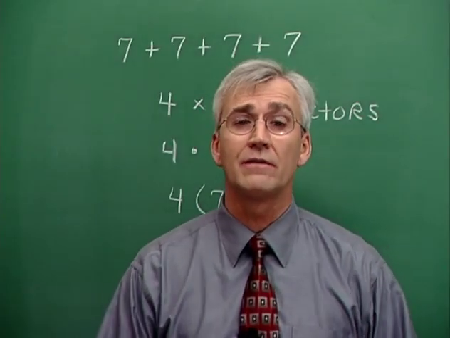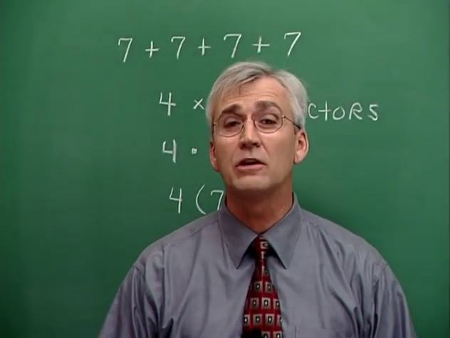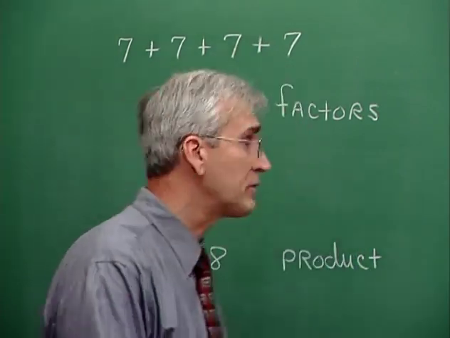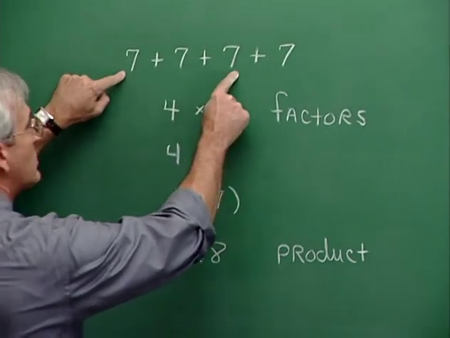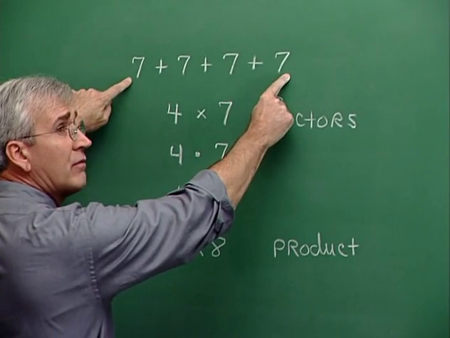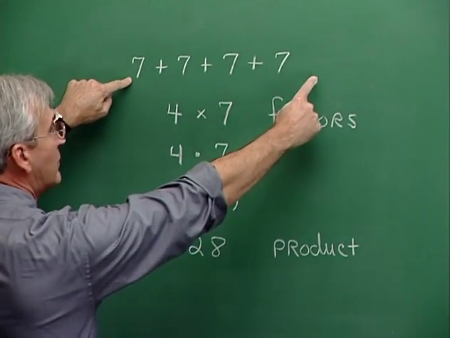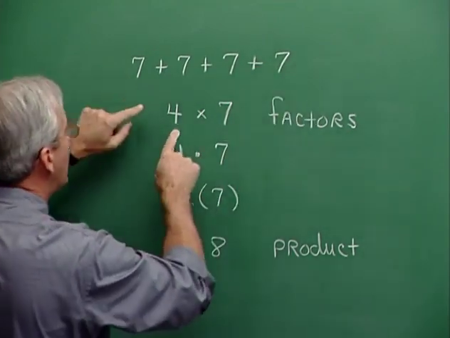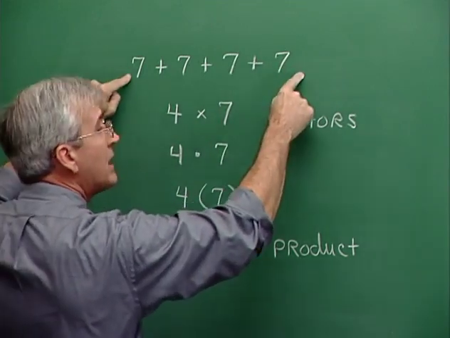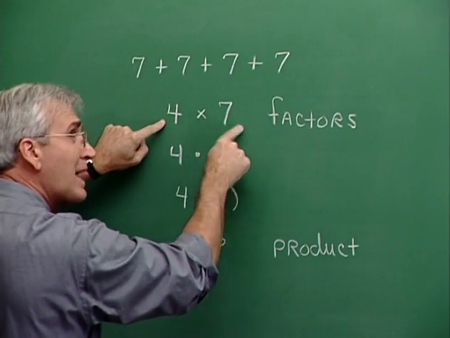Multiplication can be thought of as repeated addition, or as a shortcut to repeated addition. Take a look at this pattern. We have 7 plus 7 plus 7 plus 7. 7 is being used as an addend 4 times. So we can find the answer here by multiplying 4 times 7. So 7 used as an addend 4 times means 4 times 7.